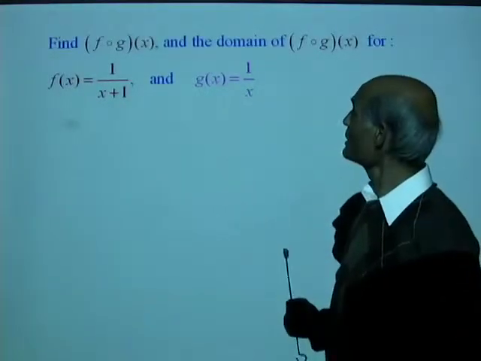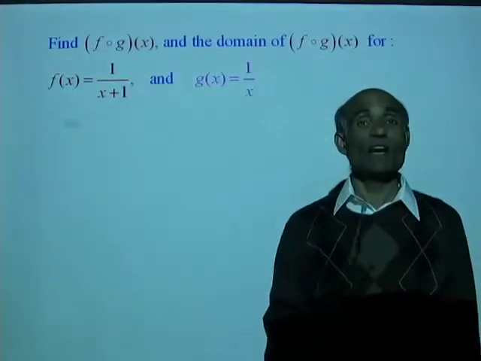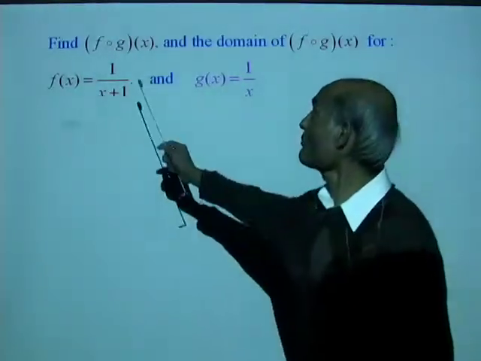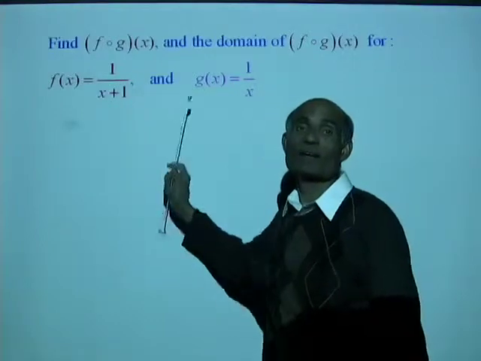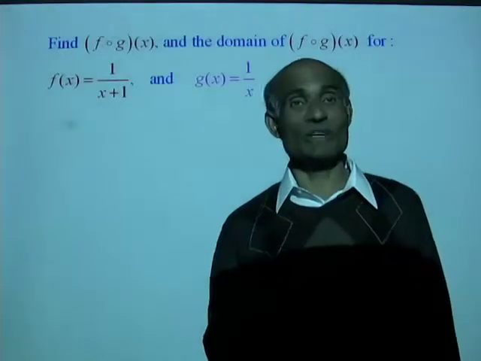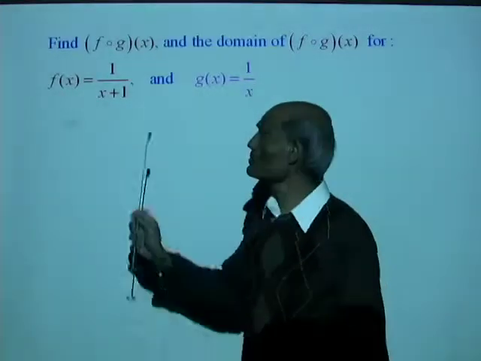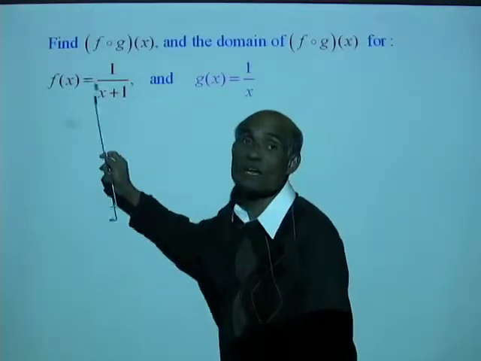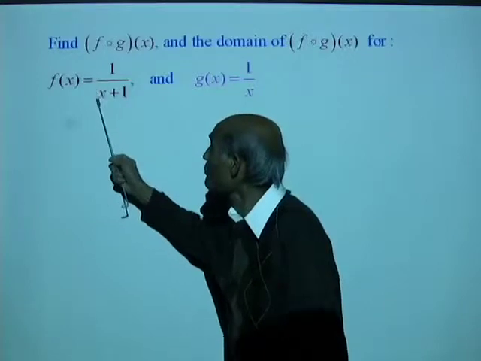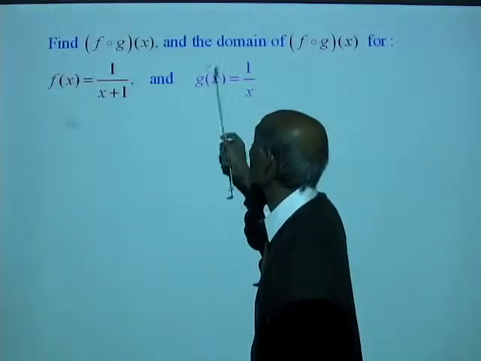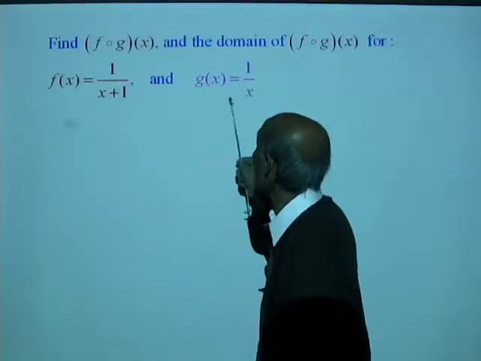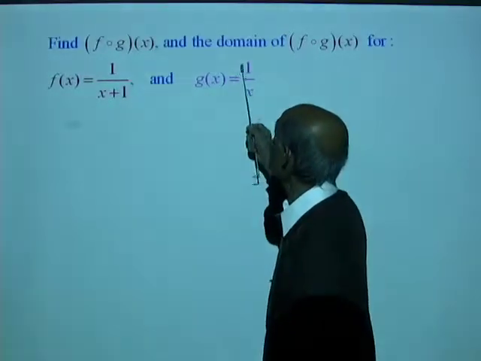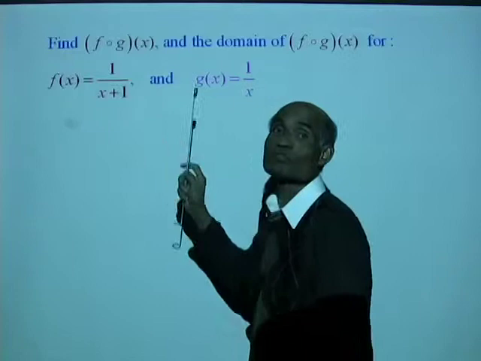All right, let's look at a question. Find f of g of x and the domain of f of g of x for f of x equal to 1 over x plus 1 and g of x equal to 1 over x. Tell me, what do you do to find f of g of x? f of g of x means in the function f of x, x is replaced by g of x. In other words, you replace this x by g of x equal to 1 over x. When this x is replaced by 1 over x, you get f of g of x.